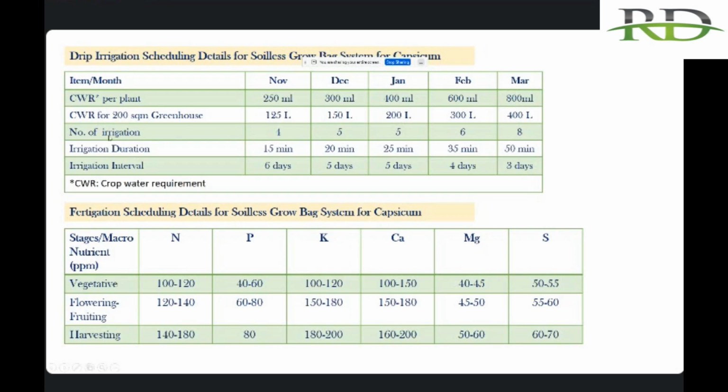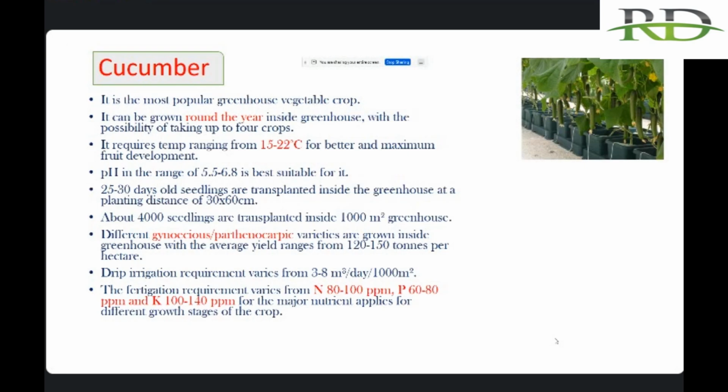So the number of irrigations also increases, and the duration also increases. This table shows the irrigation of the capsicum. And if we see the fertigation system for a soilless grow bag for capsicum, for the vegetative stage there is a different dose in ppm of NPK, calcium, and magnesium sulfate. For flowering and fruiting, again there will be a different dose, and in harvesting there will be a different dose for capsicum. Right, now we move to another crop, that is cucumber.